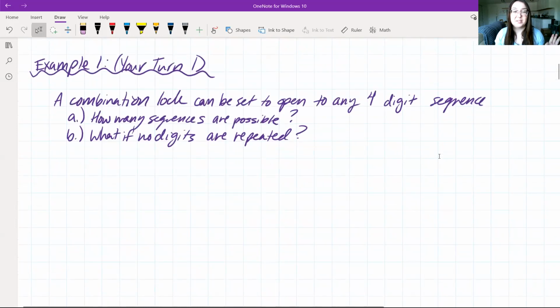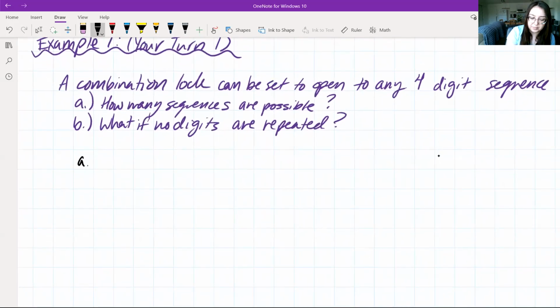All right, turning to an example, we have example 1, which is your turn number 1 in the book. A combination lock can be set to open to any 4-digit sequence. How many sequences are possible, and what if no digits are repeated? For part A, all we want to know is how many sequences are possible. In general, we don't care about repetition.